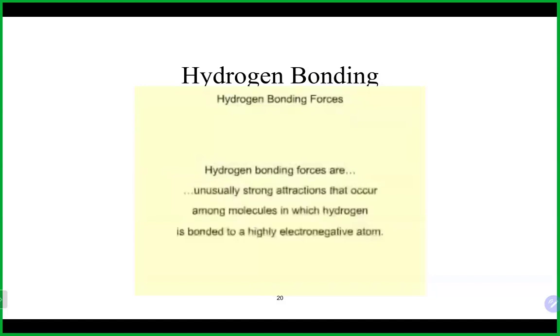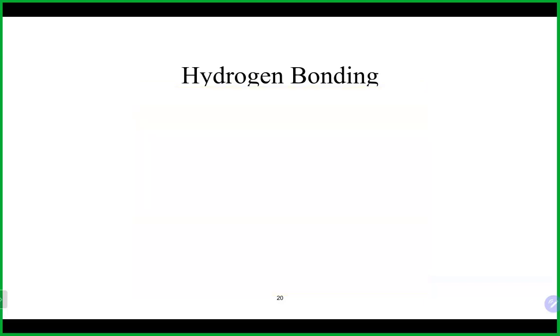Hydrogen bonding forces are unusually strong attractions that occur among molecules in which hydrogen is bonded to a highly electronegative atom. So as we saw in that, that also shows you what we were talking about at the beginning of the chapter with ice and all those sort of empty spaces.